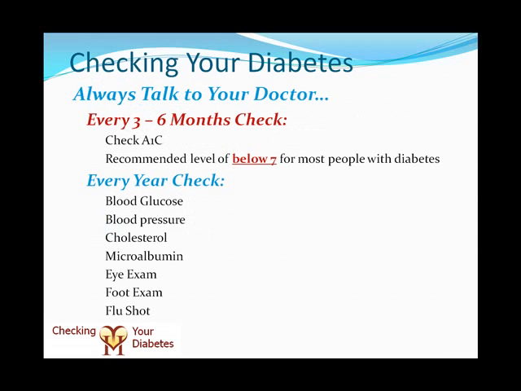Diabetes is something you work with your doctor on. You're working with him as a team. You should always talk to your doctor and have an appointment every 3 to 6 months. You should always check your hemoglobin A1C, and the recommended level is to be below 7. Also, every year you should have your glucose, blood pressure, cholesterol, microalbumin checked, as well as an eye exam, a foot exam, and a flu shot.